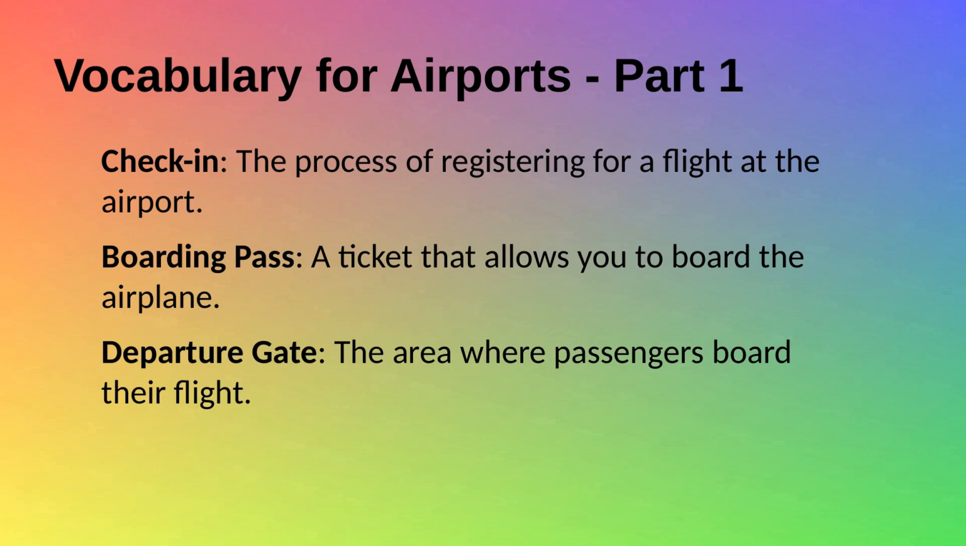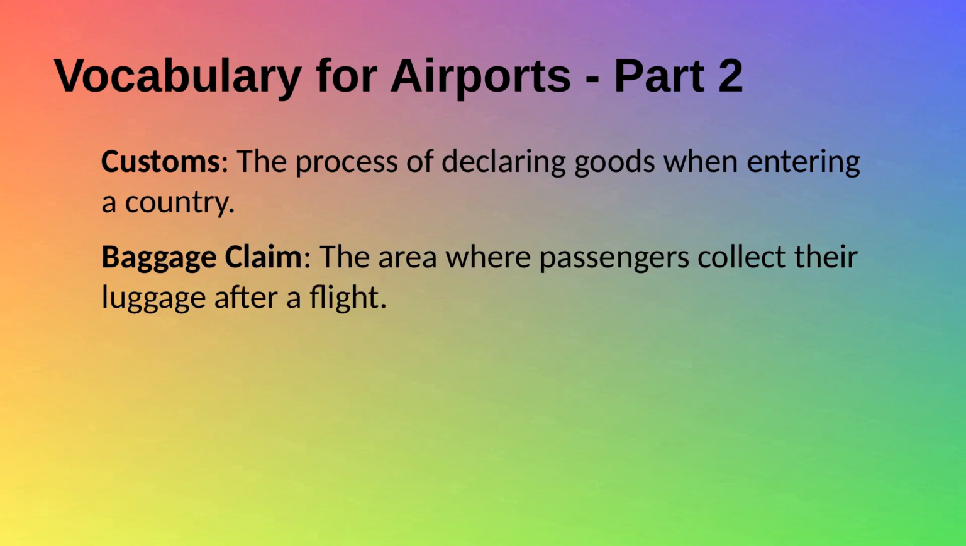We have check-in. This is the process where you register for your flight at the airport. Next is boarding pass. It's the ticket that allows you to get on the airplane. Then there's departure gate, which is the area where passengers board their flight. Continuing with airport vocabulary, we also have customs, the process where you declare any goods when entering a new country. And lastly, baggage claim is where you pick up your luggage after your flight.